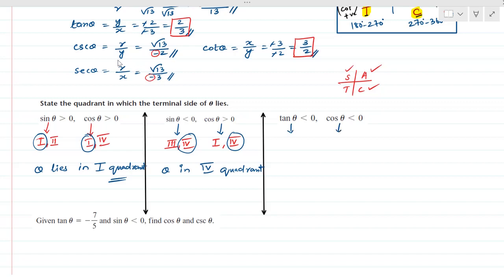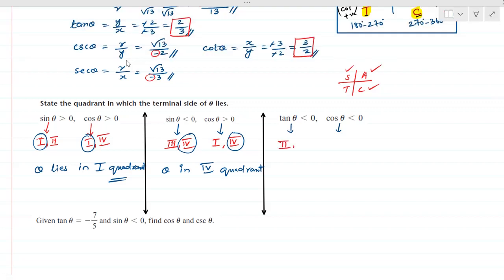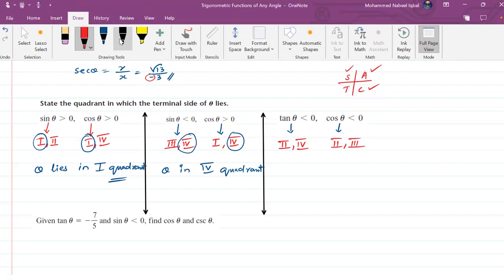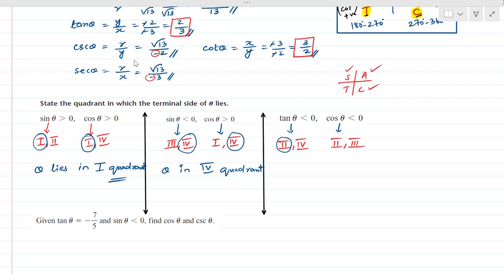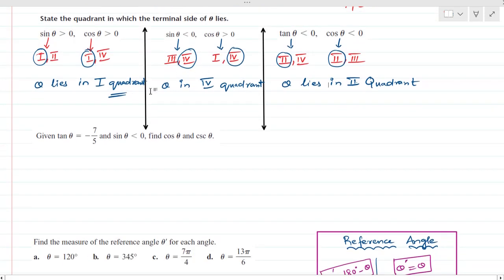The next, similarly, we will do it here. The tan and cosine. Which quadrants is tan negative in? The second and fourth. The next one, cosine negative: second and third. What is the common quadrant? Which is 2. So therefore theta lies in the second quadrant. That's it. You only have to state the quadrant in which the terminal side of theta lies. So this is what we have done.